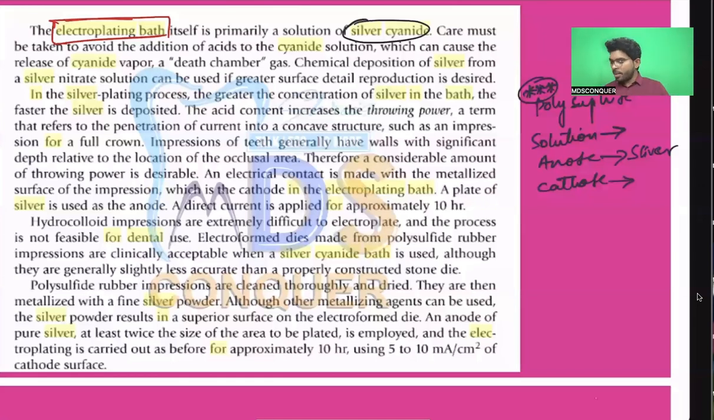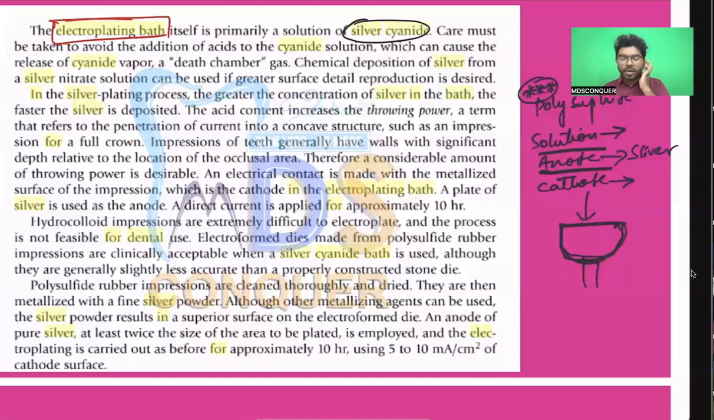I told you, it is easy to remember. This is your impression tray, and the impression tray will be C-shaped. So your impression will be the cathode. Your anode is silver and the solution is silver cyanide. Clear, right? All four points. Which elastomeric impression can be electroplated? Polysulfide. What is the solution used? Silver cyanide. What is the anode? Silver. What is the cathode? The impression material.